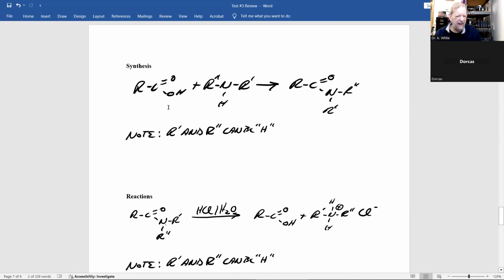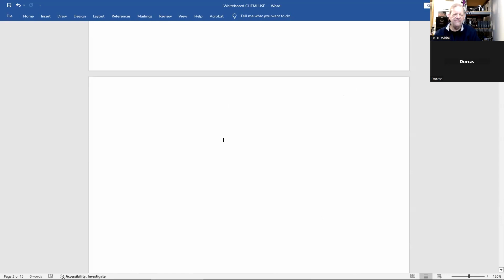So how do we make an amide? A carboxylic acid plus an amine or ammonia will form this amide. And let me give you an example.